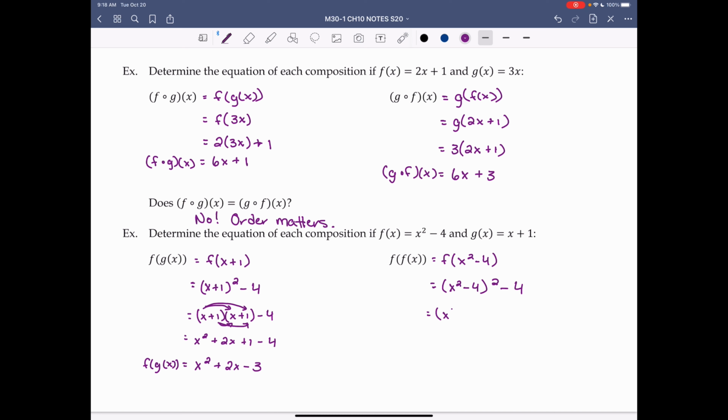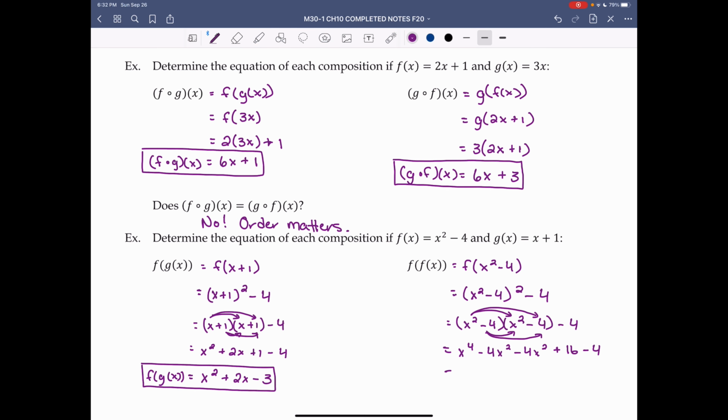Multiply the binomial, x squared minus 4 times x squared minus 4, and then minus 4. x squared times x squared is x to the power of 4. x squared times negative 4 is negative 4x squared. Negative 4 times x squared is negative 4x squared. And negative 4 times negative 4 is plus 16, and then minus 4. Which simplifies to x to the power of 4 minus 8x squared plus 12. 16 minus 4 is 12. And that is f of f of x.